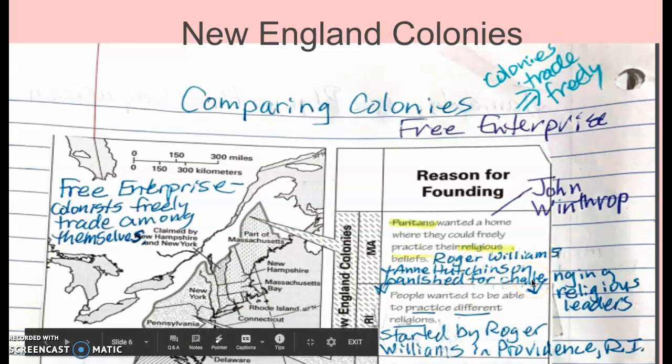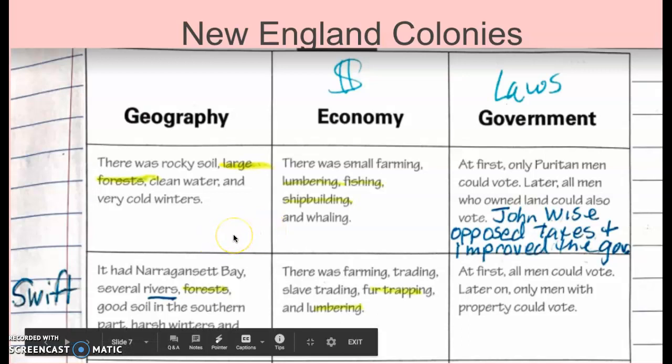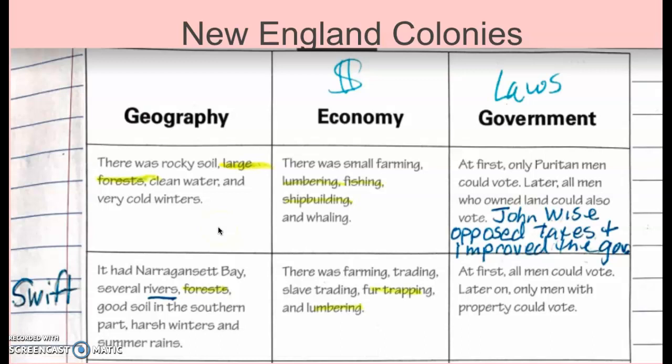All right, so moving on to the next part, geography. I'm just going to go very quickly through this. Geography of Massachusetts: large forests, clean water, cold, harsh winters, rocky soil as a result of the Appalachian Mountains that spread through there. They made their money primarily from lumbering, fishing, and shipbuilding. And the government, only Puritan men could vote. Later on, only men who owned land could vote. So really, women, of course, in this day and age were never allowed to vote.